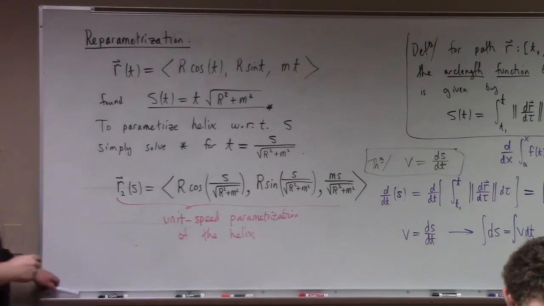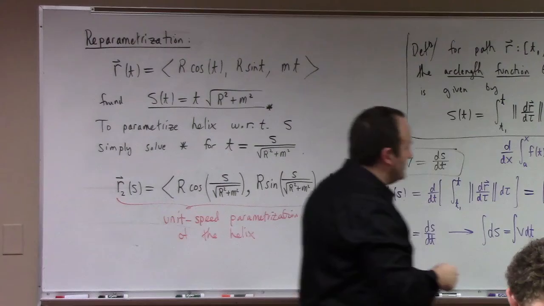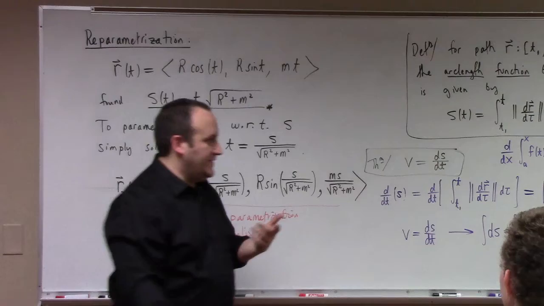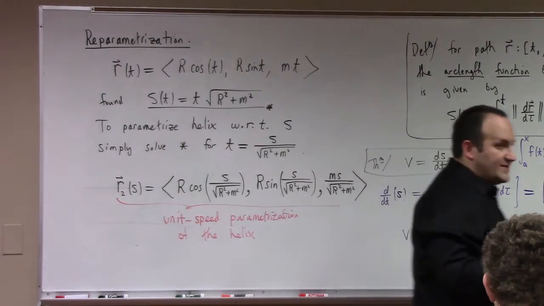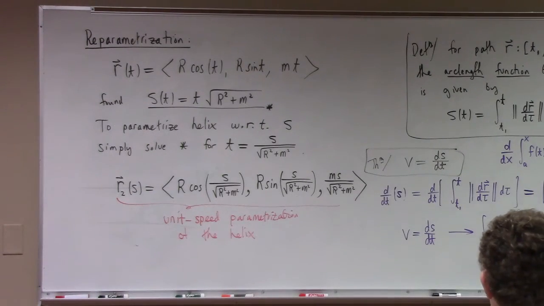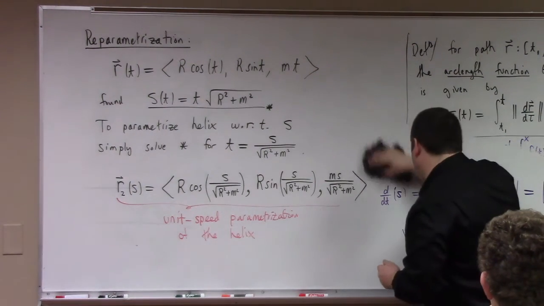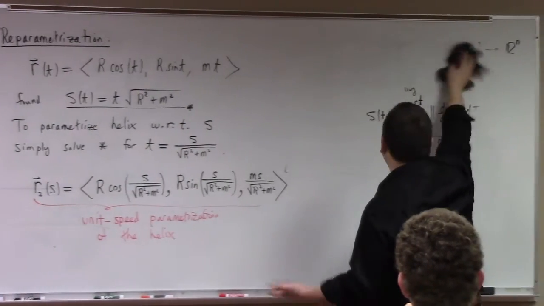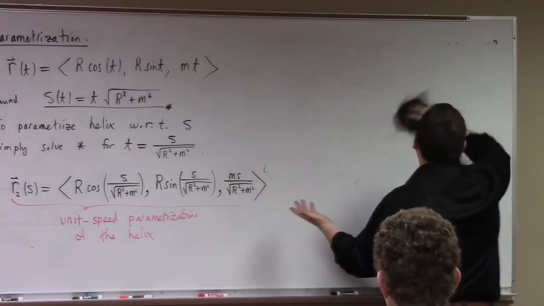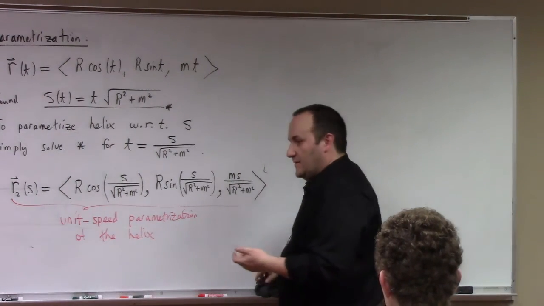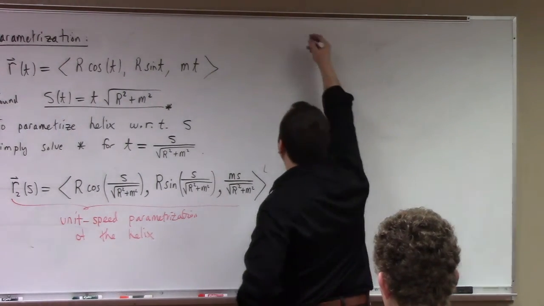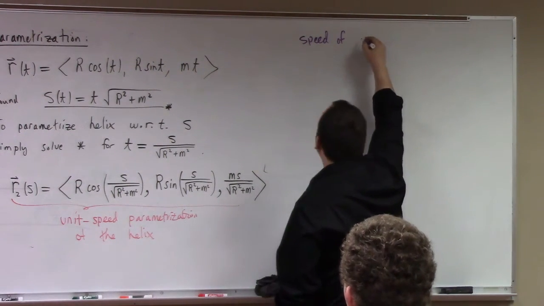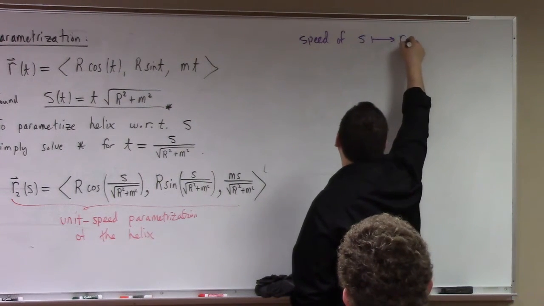You say unit speed. Why would you say unit speed? What does that mean? Why is this the unit speed parameterization of the helix? I'm basically saying that in this thing I just wrote down, s is playing the role of t, right? So if you can, forget about the t for a second and just look at r2. Just look at r2. So what should the speed of the path r2, s maps to r2 of s, what should that speed be?